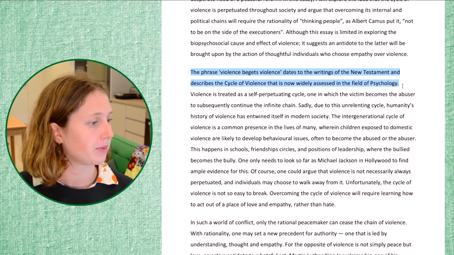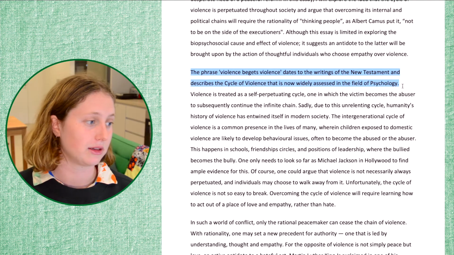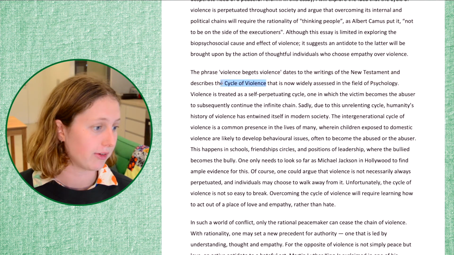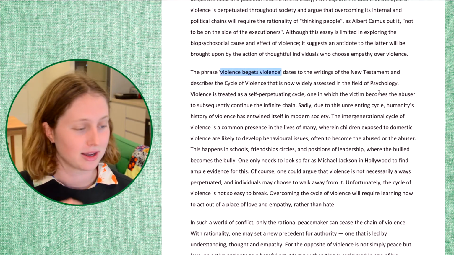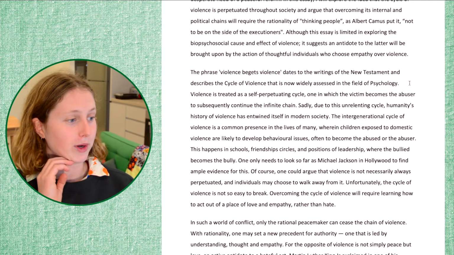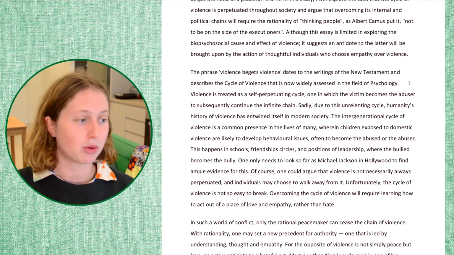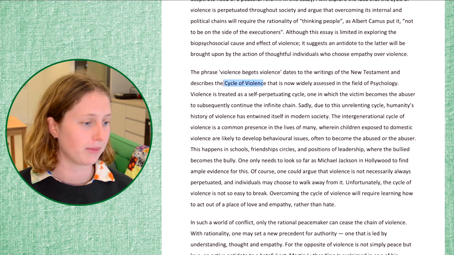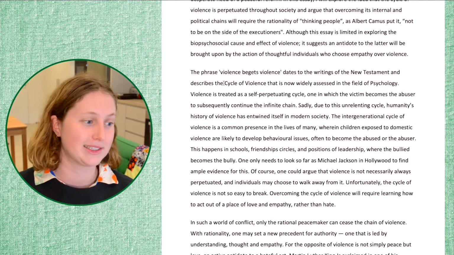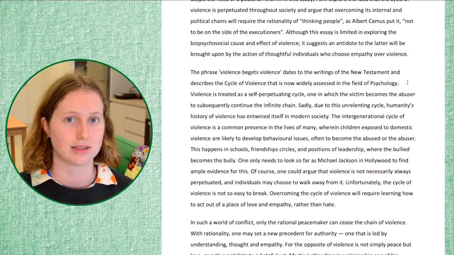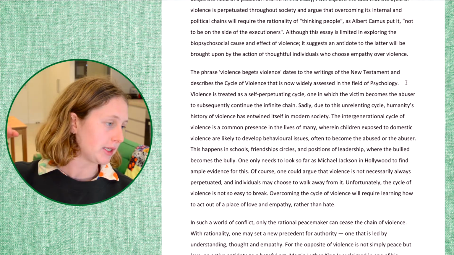Okay, so we know that I'm going to be discussing the cycle of violence and the fact that violence begets violence. Honestly, reading this now, I might change that a little bit because my point seems to be here that I'm just discussing the cycle of violence, but my actual point is supposed to be that the cycle of violence exists and is highly perpetuated throughout society and throughout history. So let's see what I say next.